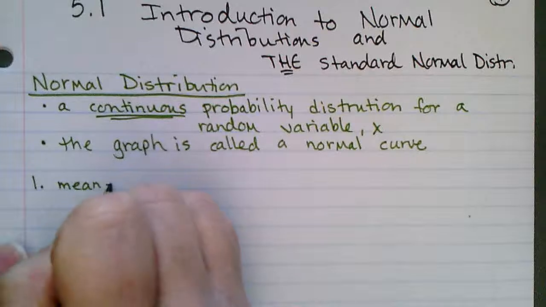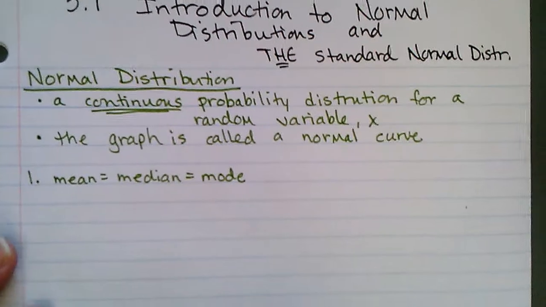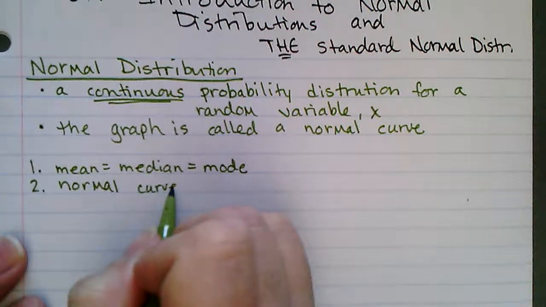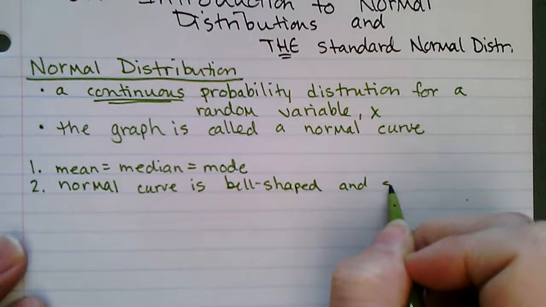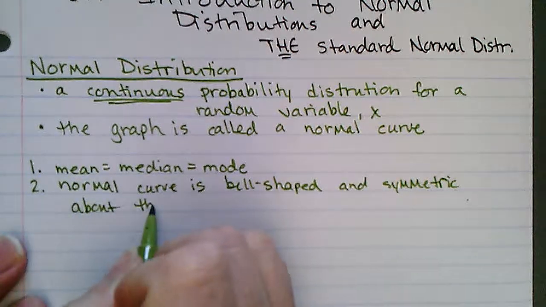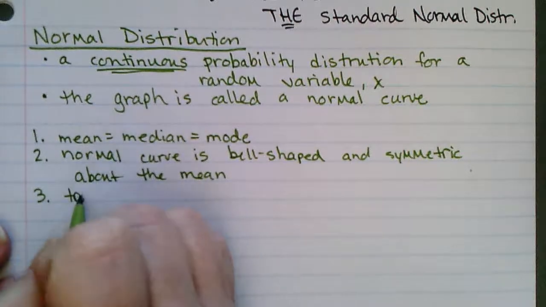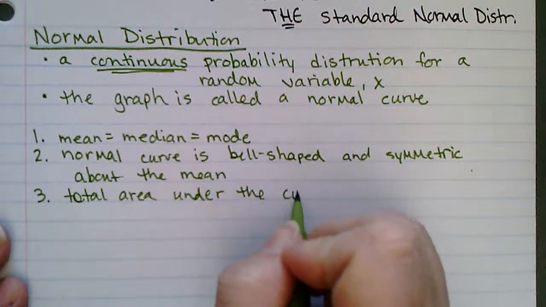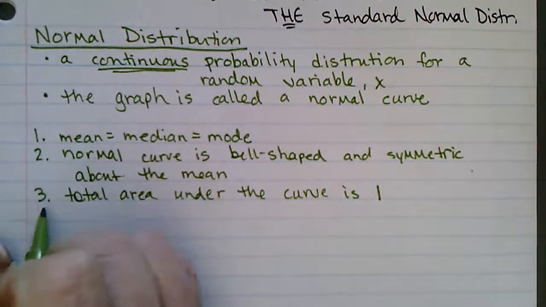The first feature is that the mean is equal to the median and the mode. A normal curve is bell-shaped and symmetric about the mean. The total area under the curve is 1, just like it was with our discrete probability distributions.